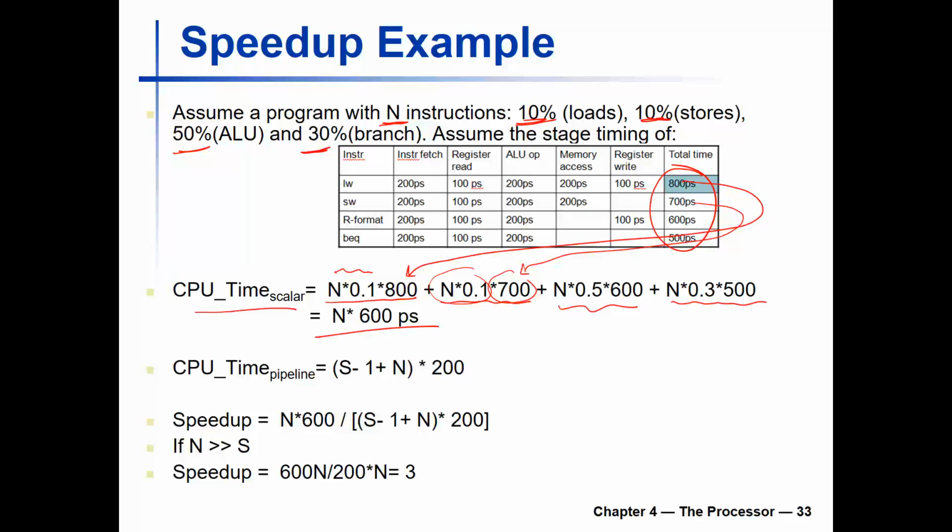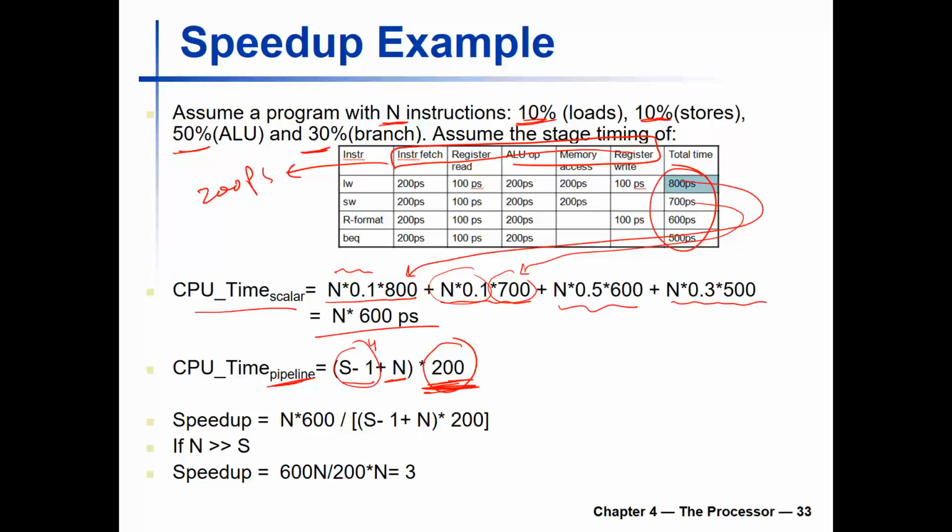How about the CPU time for the pipeline? Well, we have seen this is the fill time plus the number of instructions times the cycle time. So the cycle time equals the slowest of all of these. The slowest of all of these is what? 200 picoseconds. So this is the cycle time, 200 picoseconds. Now, I know S minus 1 plus N. S here is 5, and minus 1, this becomes 4 plus N.